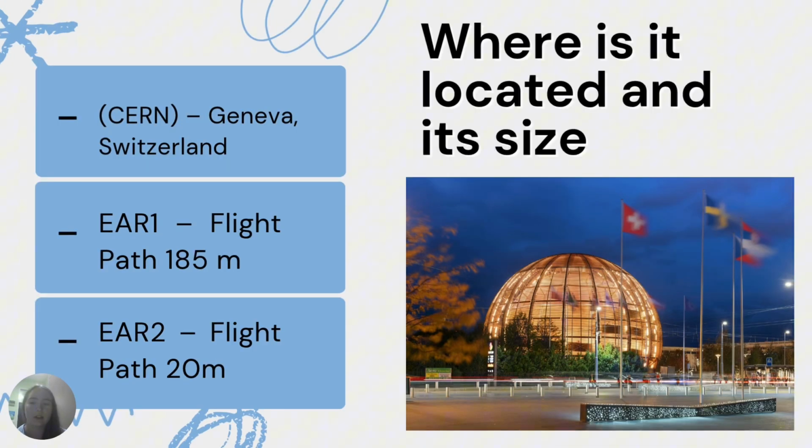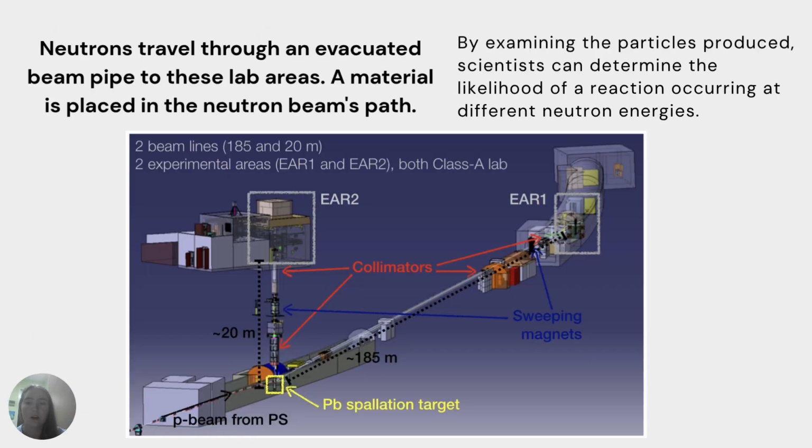Neutron time of flight is located at CERN in Geneva, Switzerland, with two experimental areas, EAR1 with a flight path of 185 meters and EAR2 with a flight path of 20 meters. Neutrons travel through an evacuated beam pipe to these lab areas. A material is placed in the neutron beam's path. By examining the particles produced, scientists can determine the likelihood of a reaction occurring at different neutron energies.